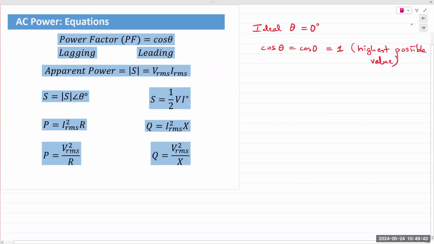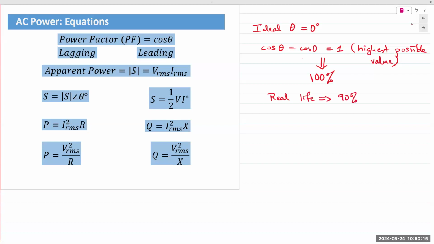Highest possible value. It is stated in percentage. So cosine of 0, which is equal to 1, is 100%. Okay, 100%. Cosine of 0 means your QL and QC are exactly equal. Of course, in real life, it is approximately 90% or so.